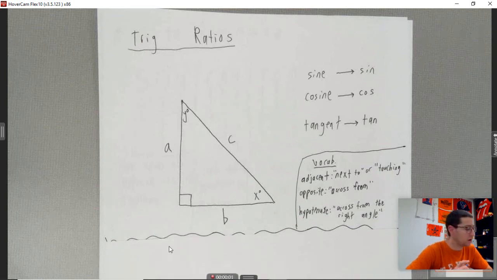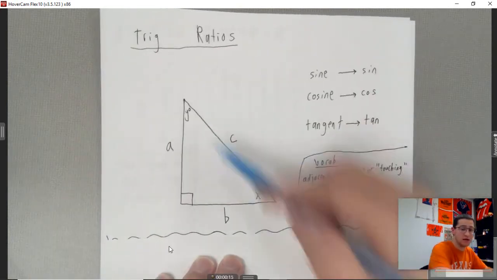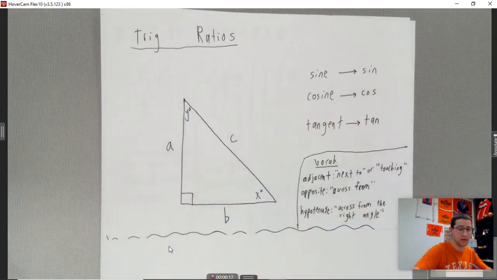Okay, so starting off with trig ratios. We're going to work with sine, cosine, tangent today. This is the intro to trigonometry. Now, trigonometry is always going to be dealing with right triangles. So I have a right triangle right here, and it's got different pieces.